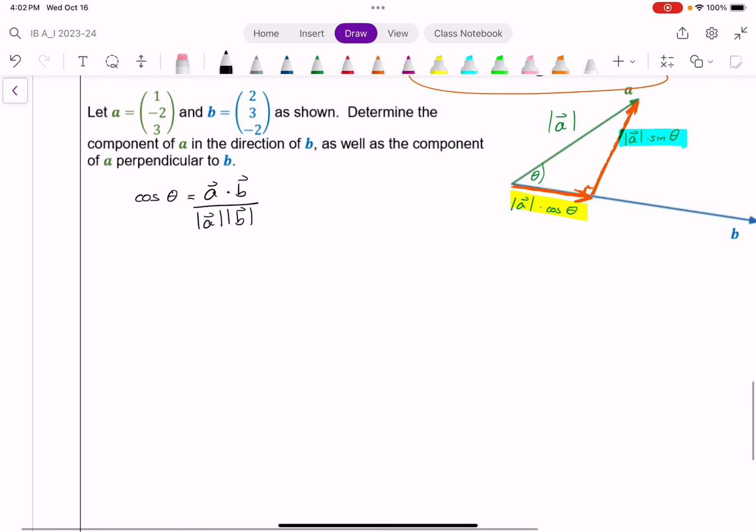All right, that's from the last lesson. Notice this here and this here, there's a lot of similarity. If I want to find that component of A in the direction of B, I need the magnitude of A times the cosine of theta.